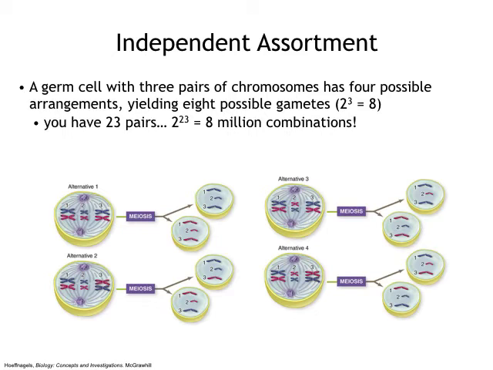This is not to mention that in meiosis, you also do crossing over. And crossing over can shuffle homologous chromosomes. So you're not just inheriting blue or red. Each chromosome is a mix of blue and red. So again, the point here is that meiosis generates genetic diversity.